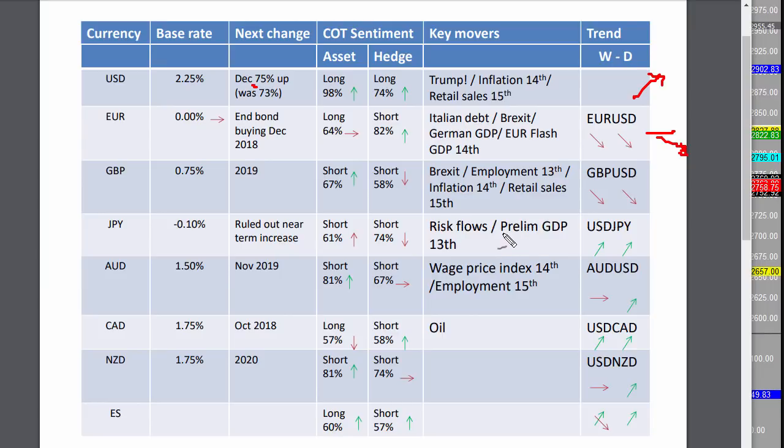The whole risk with the yen, of course, has been risk flows in the past. This week we've got the prelim GDP coming out on the 13th, so then Wednesday, to watch out for. So trend really remains there. As I say, sorry, going back to cable, it could go either way, so it's a zigzag for that one.